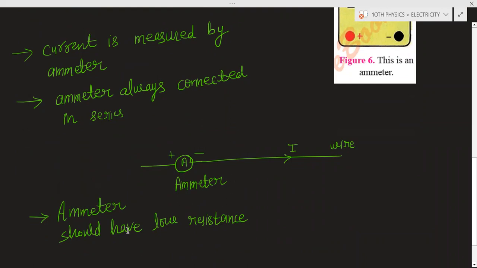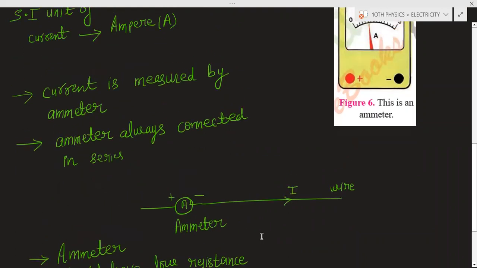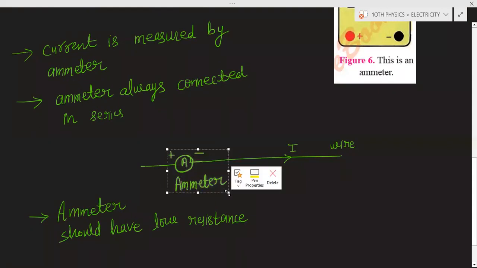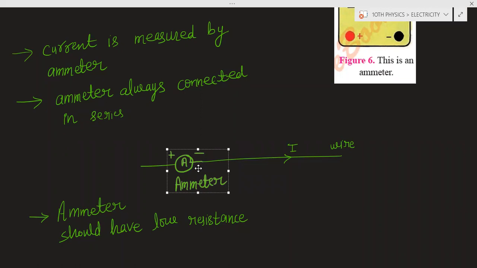And one more point: an ammeter should have low resistance. What is the reason? Because the ammeter is measuring the current. If this ammeter has high resistance, then the current flowing in the ammeter will become less. The more the resistance, the less the current in that device.